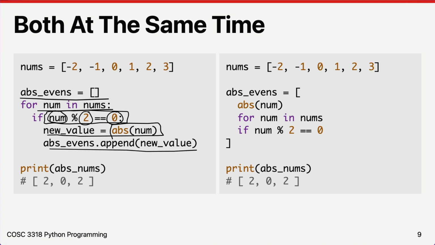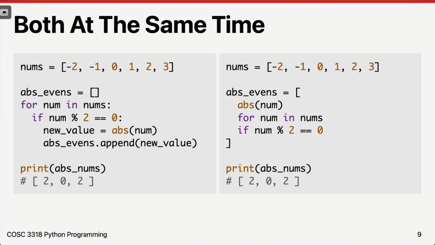So you can see we are both filtering right here and mapping right here. We're filtering only the even numbers and we're mapping it to the absolute value. So let's take a look and see what that looks like over on the right-hand side. We'll start off with both the original array or lists being the same.